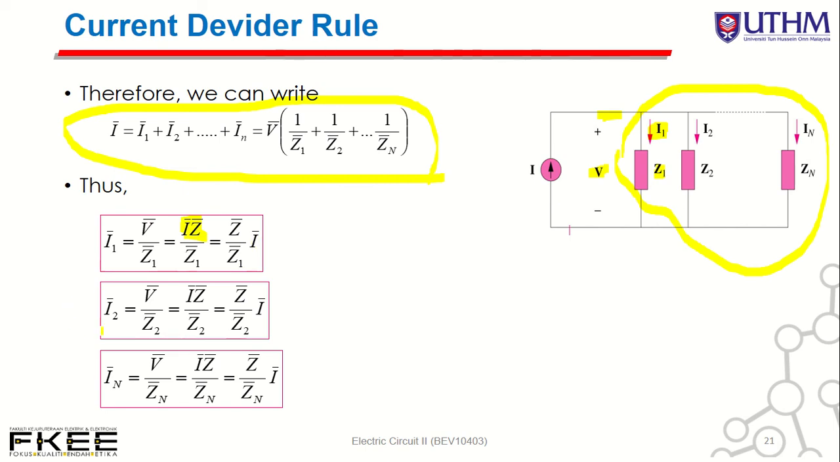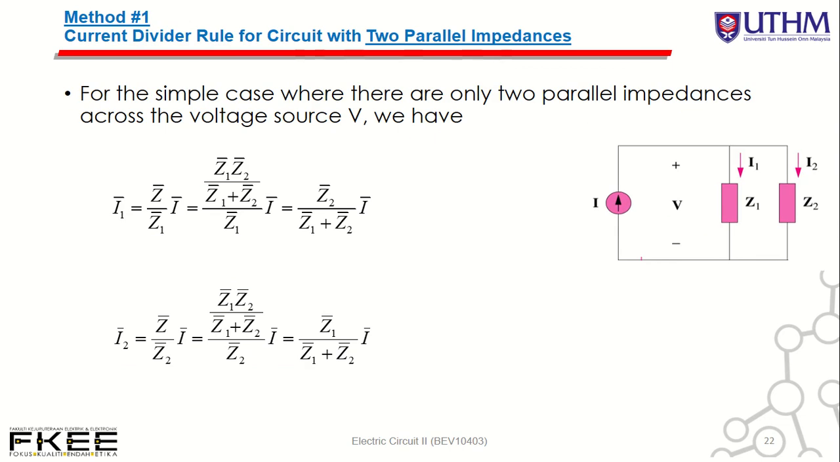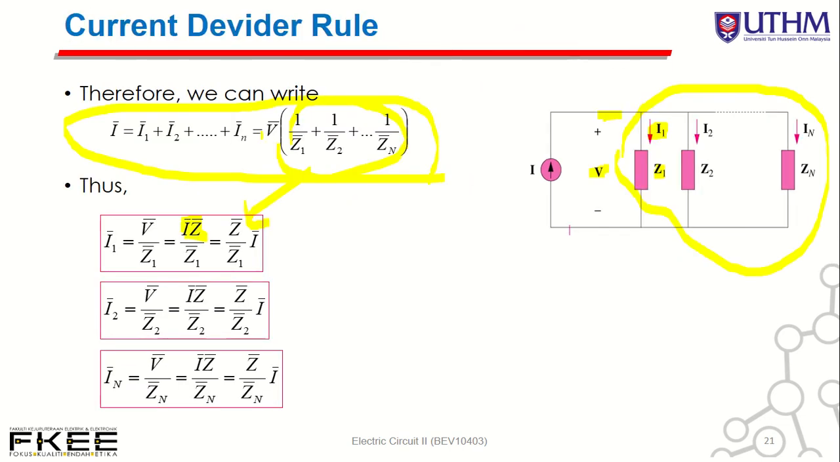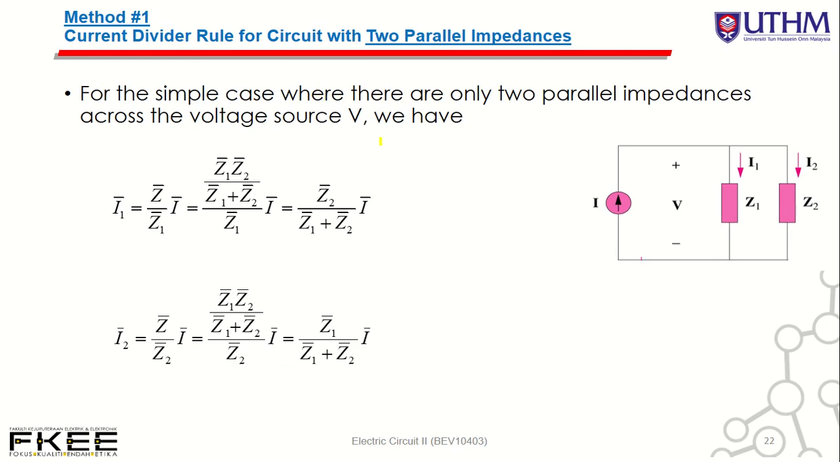Okay, similarly to I2 equal to Z divided by Z2 times I. So in general, we can write IN equal to Z divided by Zn times I. Okay, this is our Z. So Z in parallel, we need to inverse this one. Okay. We discuss in detail.